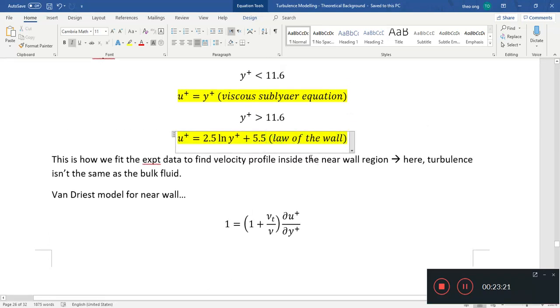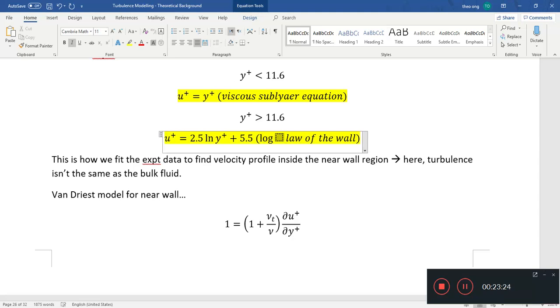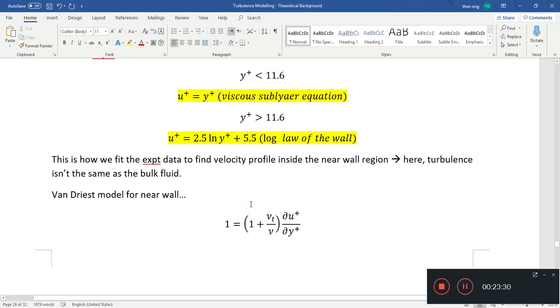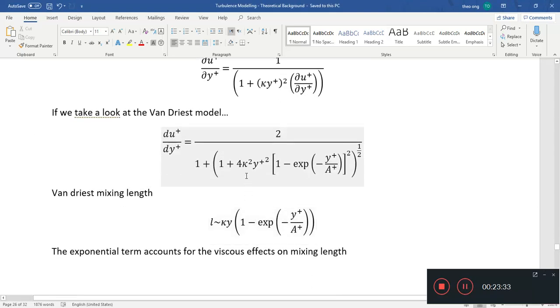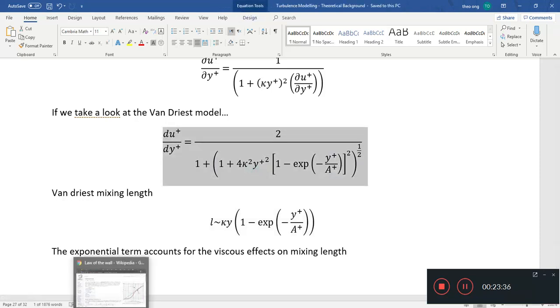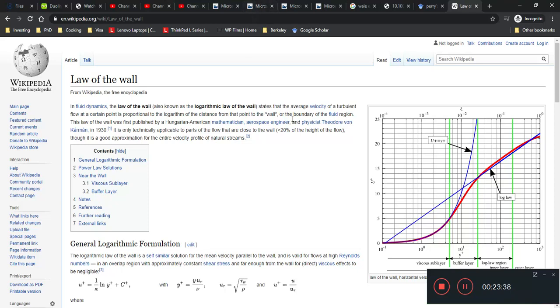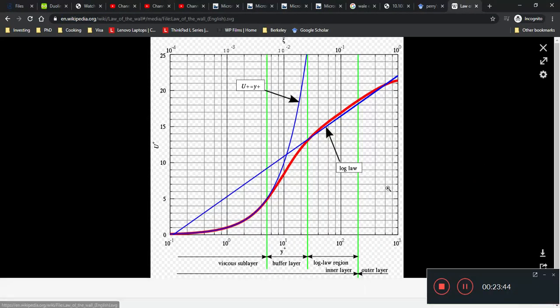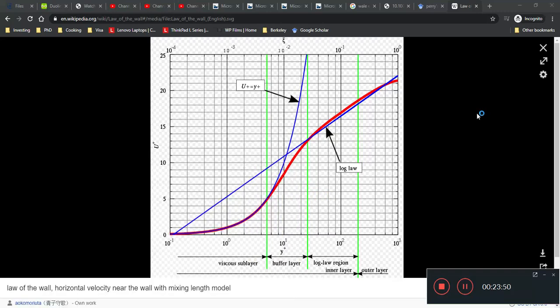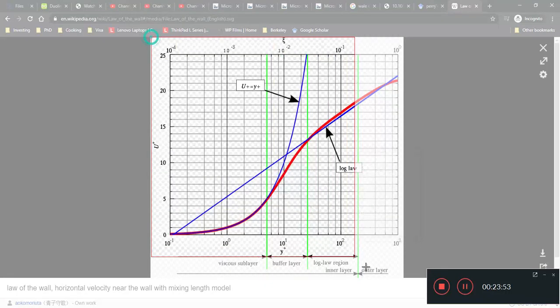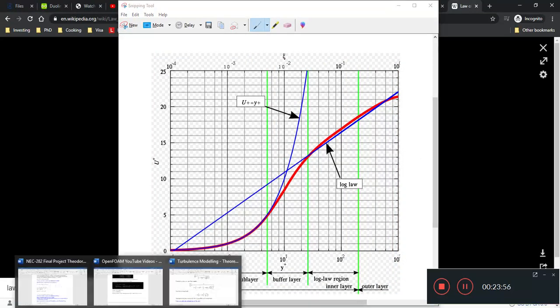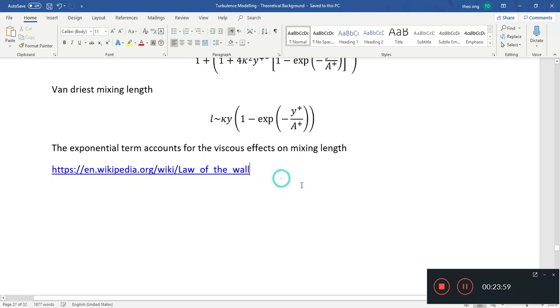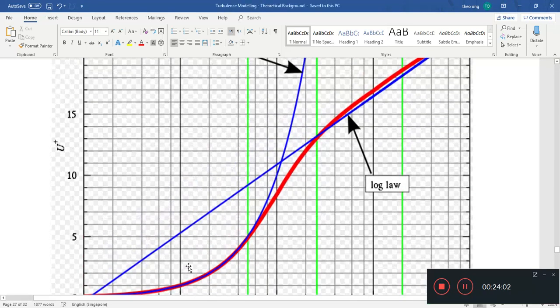Let me put log law of the wall. I don't have a logarithm or something here, but this is pretty much it for the Van Driest model. If you want to look more at the law of the wall, you can search it on Wikipedia, where you see this diagram. It's a very useful diagram, and it will tell you what we were discussing before.